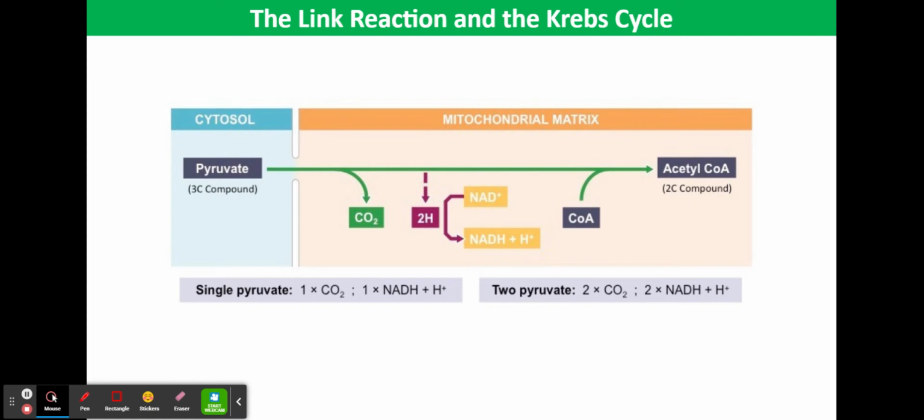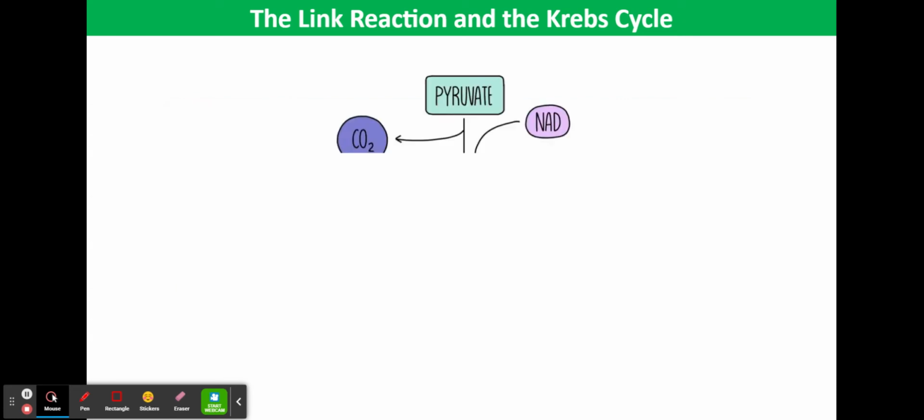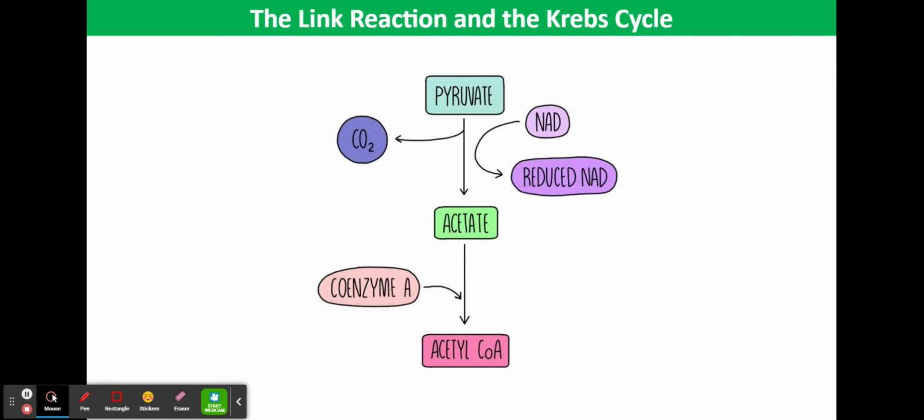Pyruvate is decarboxylated and dehydrogenated, which is catalyzed by a large multi-enzyme complex called pyruvate dehydrogenase, which catalyzes the sequence of reactions that occur during the link reaction. No ATP is produced during this reaction. Firstly, the carboxyl group is removed and is the origin of some of the carbon dioxide produced during respiration. This decarboxylation of pyruvate, together with dehydrogenation, produces an acetyl group.